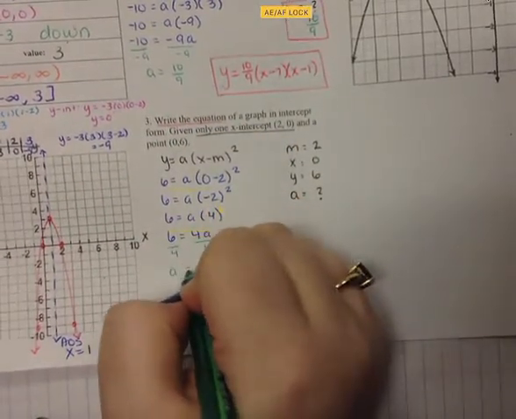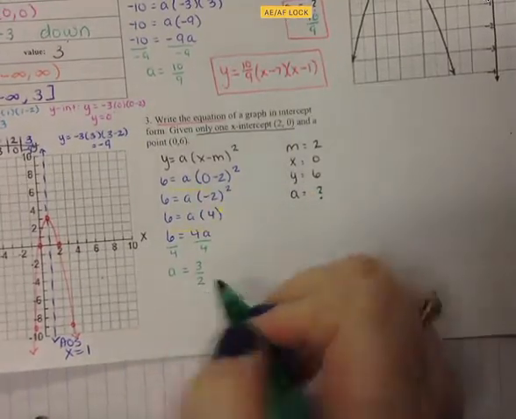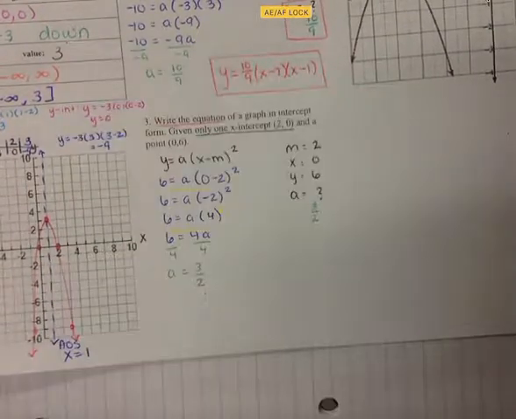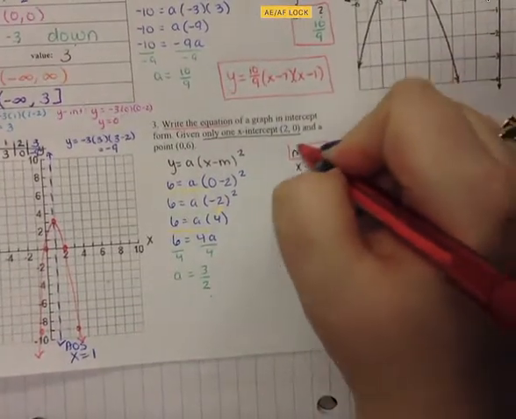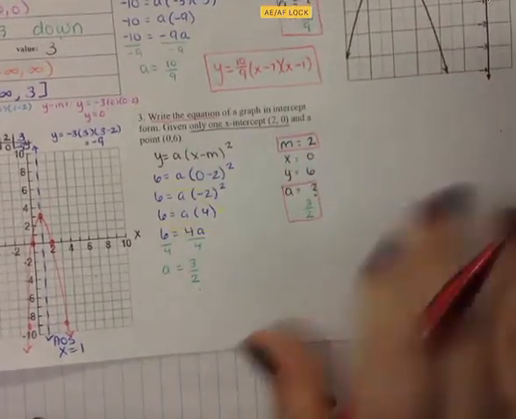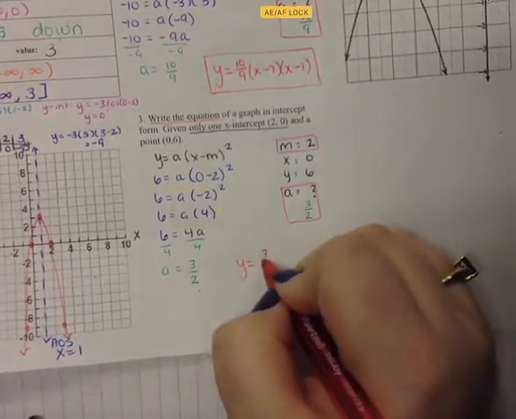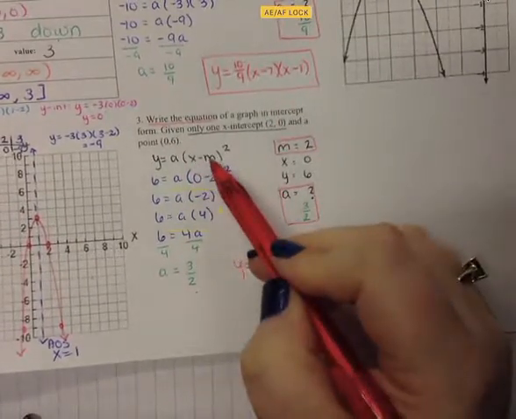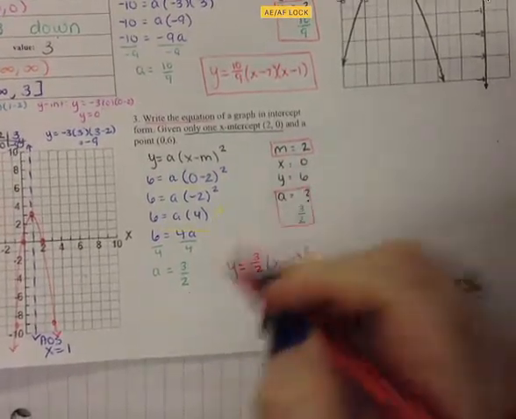Therefore, a equals 6 over 4, which is actually 3 over 2. So if you simplify it down, you'll get 3 over 2. Now that we have a is 3 over 2, we can write our actual equation. And again, we're only going to use the m value this time and the a value. Again, x and y are just going to be letters in our final answer for our red. So y equals a, which is 3 over 2, parentheses, x is just a letter, minus m, that was minus 2, again, parentheses squared. And this is our final answer.